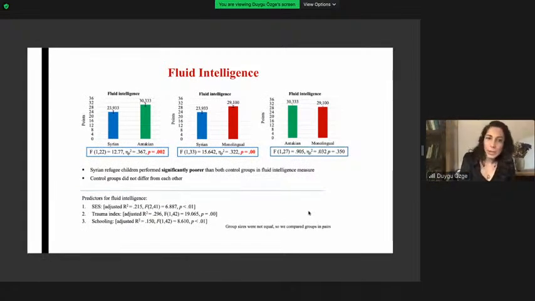So this was also an interesting finding. Looking at their fluid intelligence, Syrian children were poorer than Antakyan children and also monolingual children in their fluid intelligence measures. But our control groups, Antakyan children and monolingual children, didn't differ in their fluid intelligence. So again, we checked for predictors. We found that low socioeconomic status, higher trauma index, and limited amount of schooling predicted poorer performance in fluid intelligence.